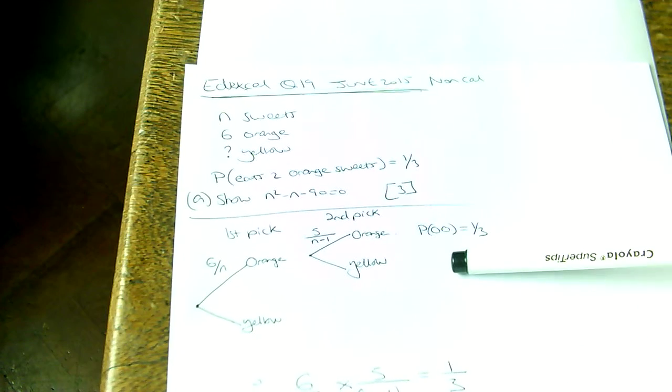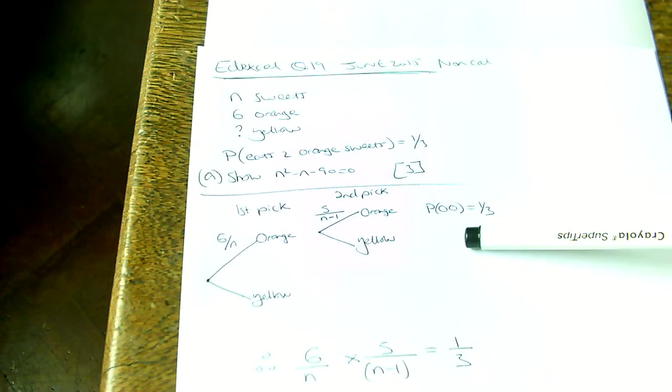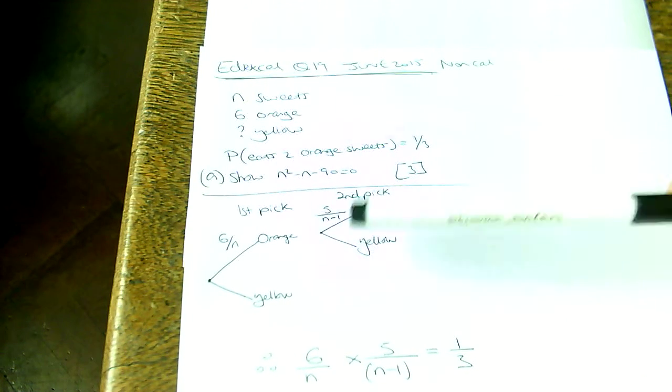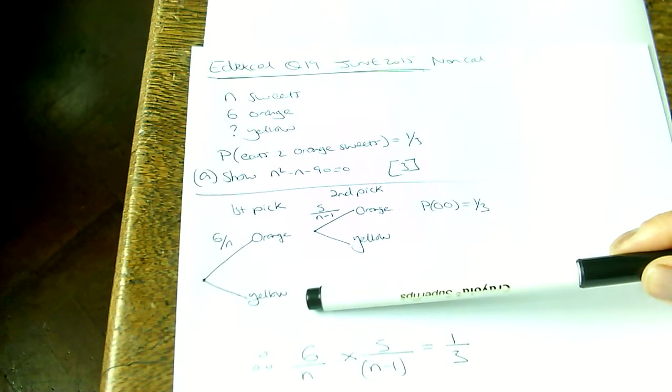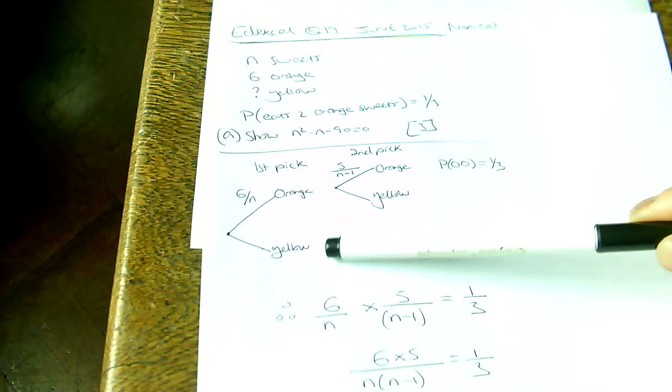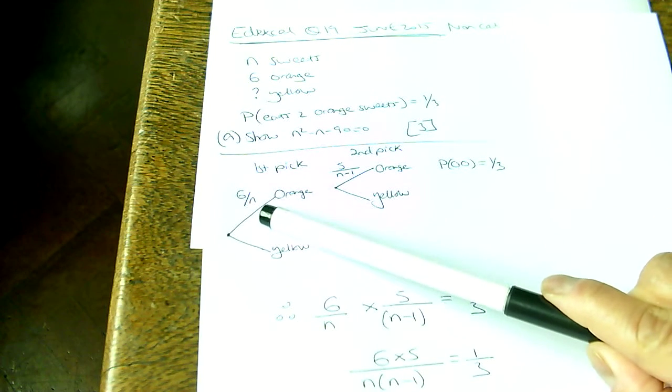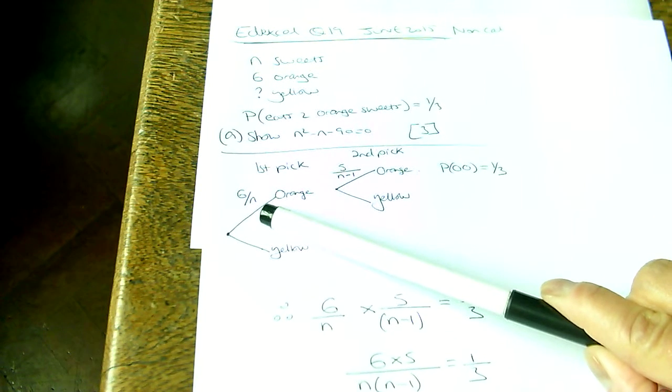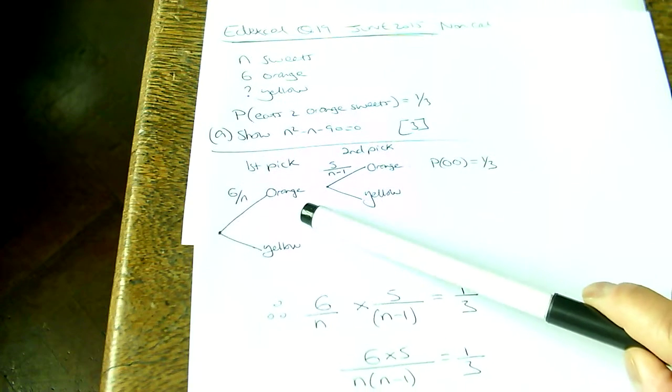I thought of it as a tree diagram in my head, and I said, well, that's her first pick. She's got the choice of orange and yellow. Don't know how many yellow sweets that she's got, but doesn't really matter. I know that there's 6 orange out of a total of n. Again, doesn't matter that I don't know what n is. So I said, okay, she's definitely taken orange one.